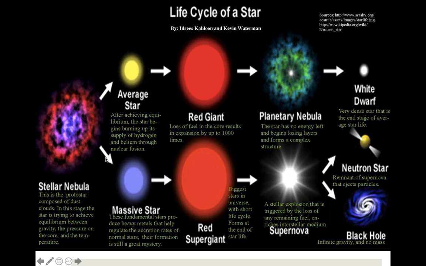So here's our path. We start with a nebula, and then we have a fork in the road that is based upon the size of the star. If the star is small, it'll become an average star, a red giant, a planetary nebula, then a white dwarf. If the star is bigger, it'll become a massive star, a red supergiant. It'll go supernova, and the result of that supernova will either be a neutron star or a black hole.